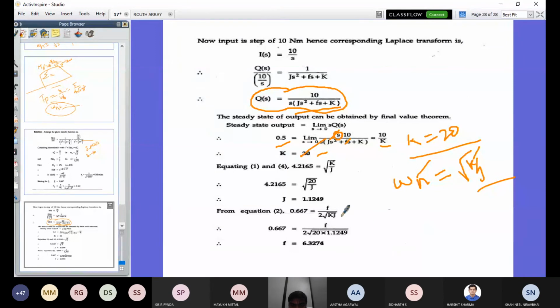Next, we will find the value of f. How to find f? Obviously zeta is left. What is zeta? F divided by 2 into root of kJ. We have the values of k and J, so we determine f by substituting zeta. Any doubt? Any doubt in this problem?